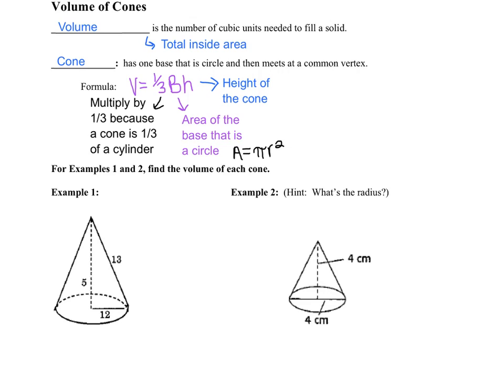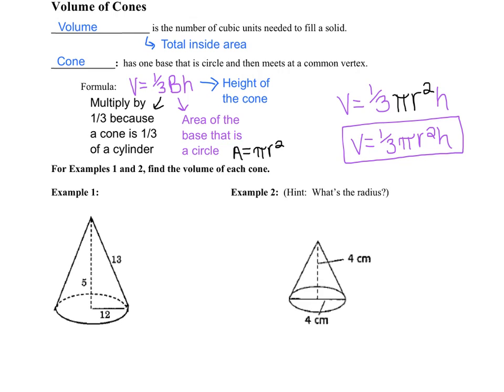Now, after discussing how we get the formula for the volume of a cone, let's replace our B with the area of a circle. So the formula you're going to use is volume equals 1/3, because it's 1/3 of a cylinder, times the area of a circle, which is pi times radius squared, and then you multiply that by the height of the solid. So that is the formula: 1/3 pi radius squared times the height of the cone. Okay, so now let's do some examples together.